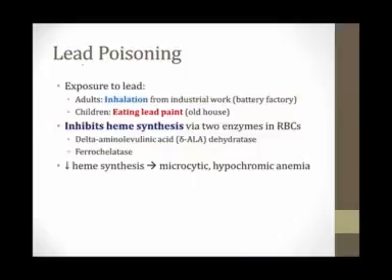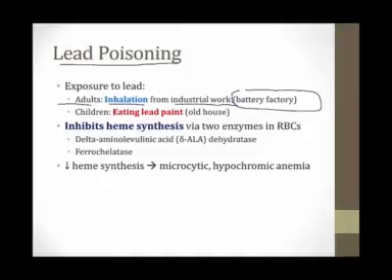Our next cause of a microcytic anemia is lead poisoning. Lead is toxic to red blood cells. There are a couple of ways patients can be exposed to lead. Among adults, it's usually from inhalation if they do certain types of industrial work. Battery factory workers are a classic group to be exposed to lead in their daily work.